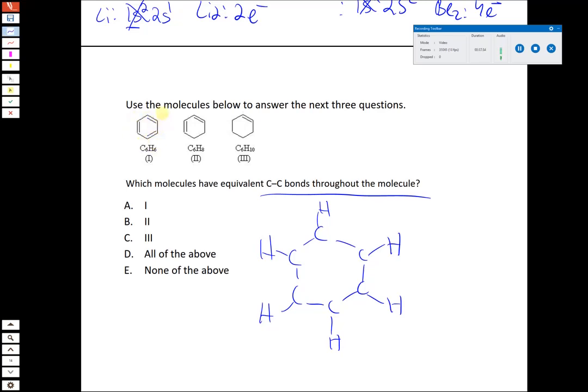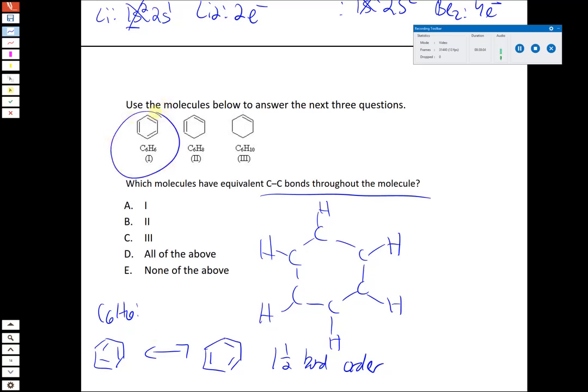Now if we go to C6H6, as we saw in class, there were 2 resonance forms. We have the alternating single and double bonds. We could put the double bonds there, or we could put them in the other alternating positions, like that. In each of these cases, we have a 1.5 bond order, and all of the carbon-carbon bonds are the same. So this one is going to have equivalent CC bonds.